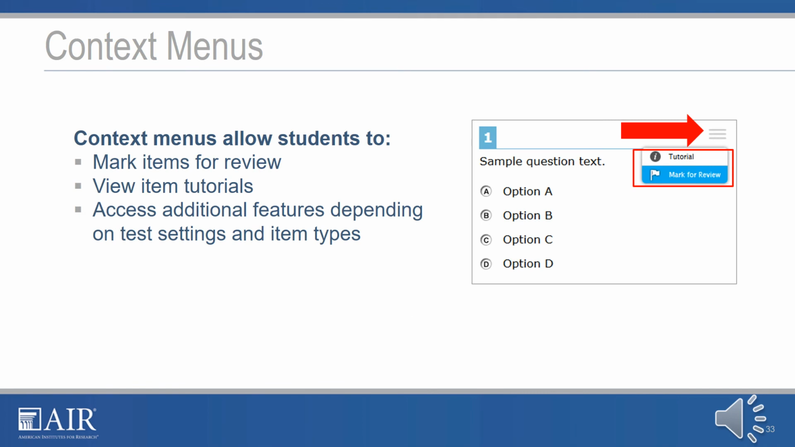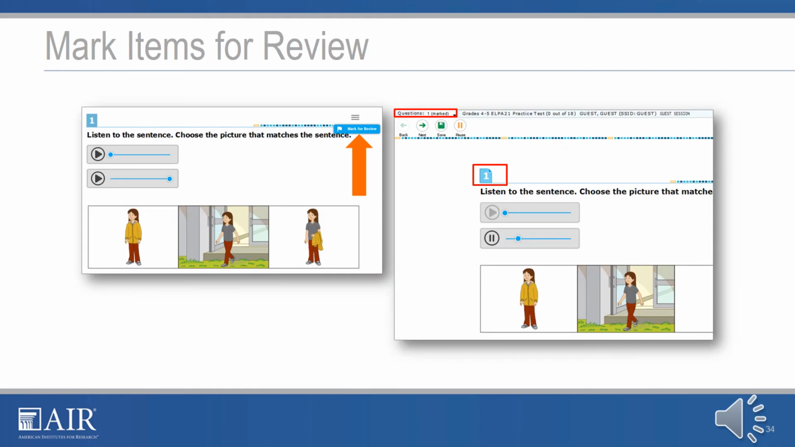Some test items and stimuli contain context menus. Students may use context menus to mark items for review, view item tutorials explaining how a particular item type works, and access additional test features. To flag an item for later review, students select Mark for Review in the Content menu. After marking an item for review, the drop-down navigation menu will show Marked next to the item number. Additionally, the item number at the upper left of the item will appear with a folded corner and a small flag icon.